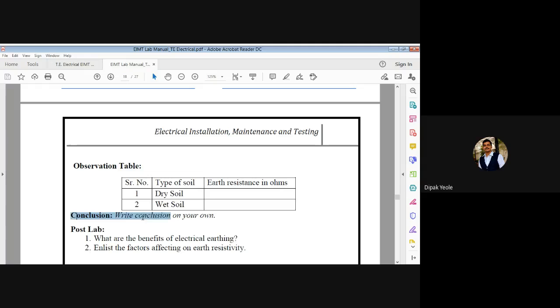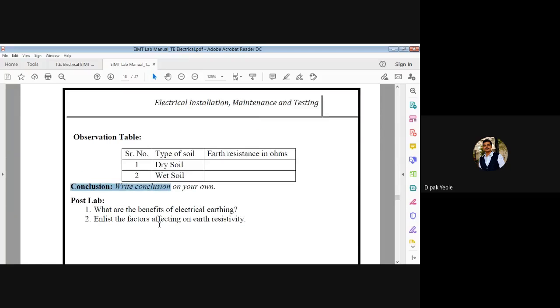Then you have to write the conclusion. So by measuring the values of these two conditions, we have to write our conclusion on our own. Yes. Now this is our point of interest, the pre-lab and post-lab questions. So what is the post-lab question? What are the benefits of electrical earthing?